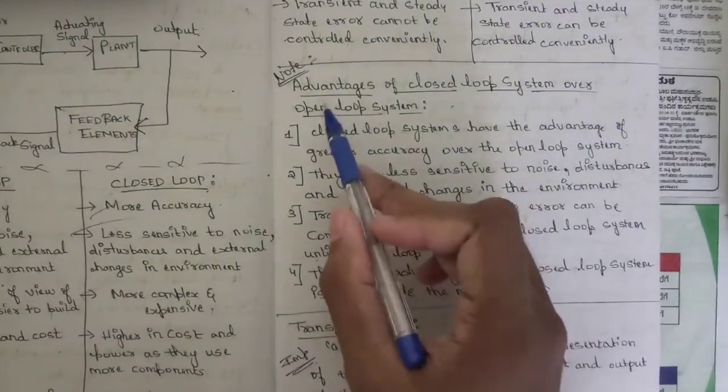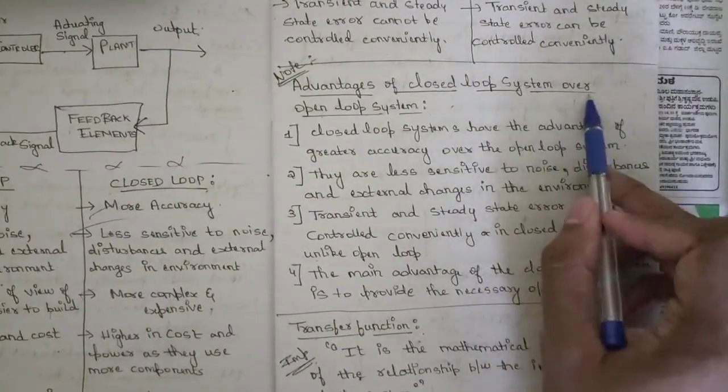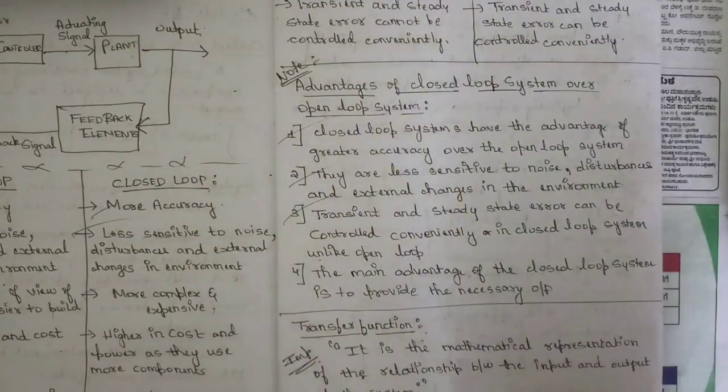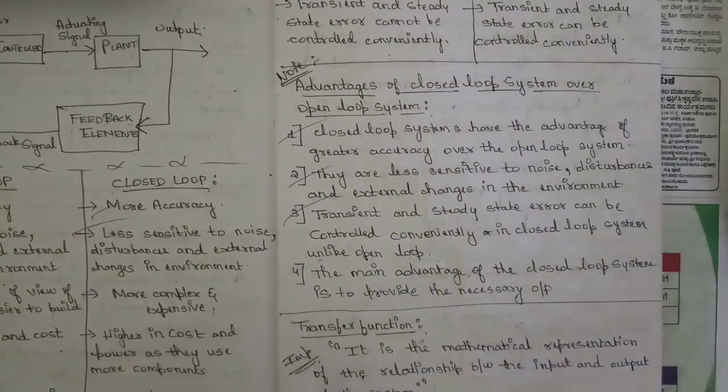Also, I have provided you some of the advantages of closed loop control system over the open loop control system if you want. These are the 4 important points here. You can pause the video and note it down as well.